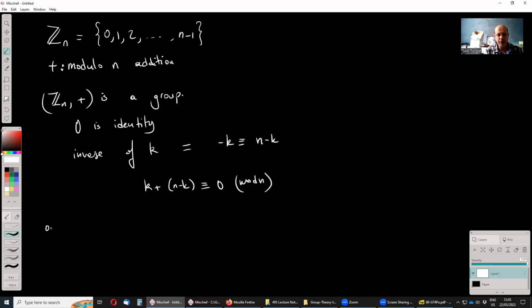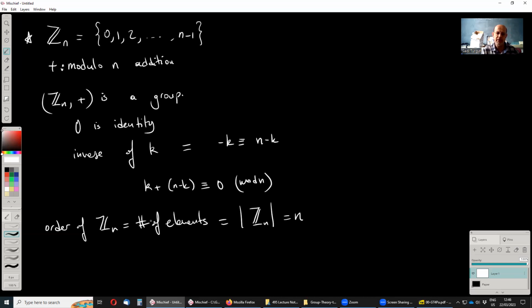So the order of the group is the number of elements in it. This is usually shown by this absolute value symbol. I'm going to start using this from time to time. So in that case, the order of the group is n, right? Including 0, there are n elements within that group. Okay, so that's one group.